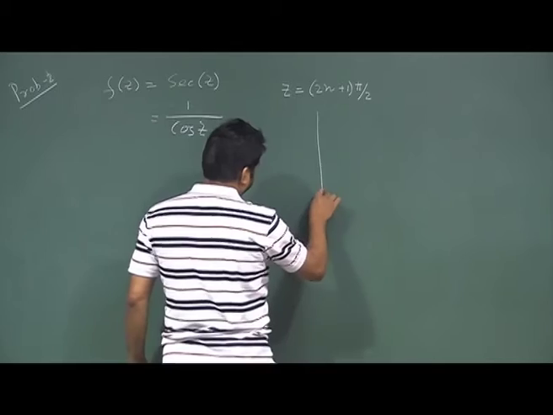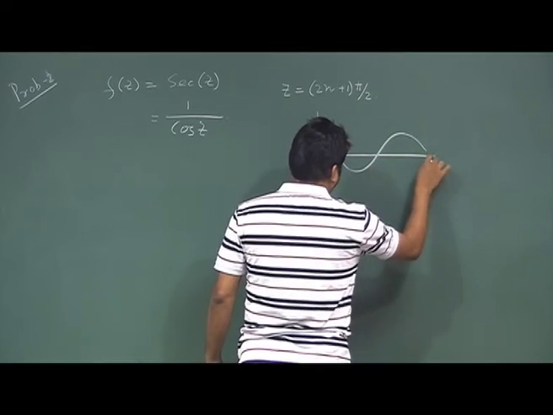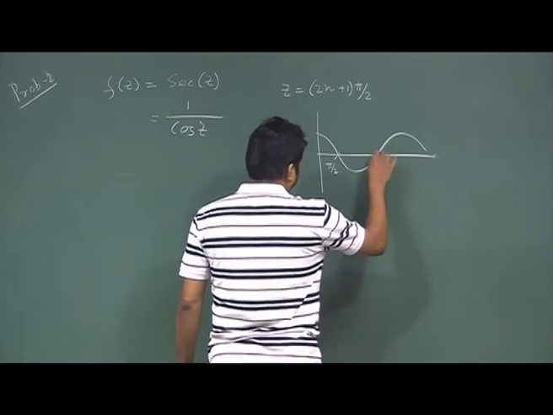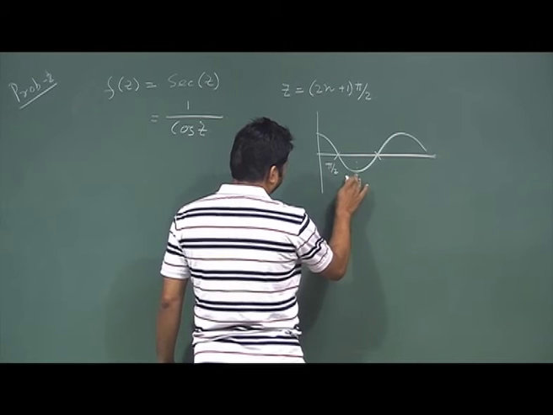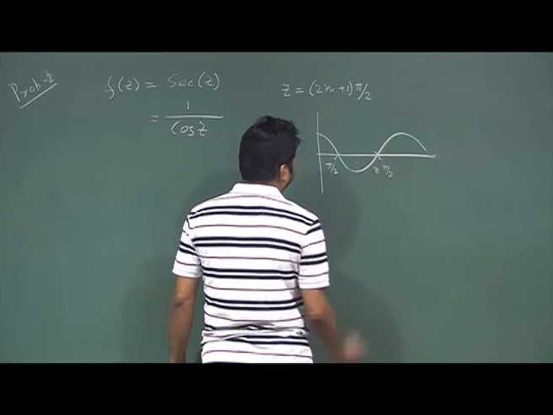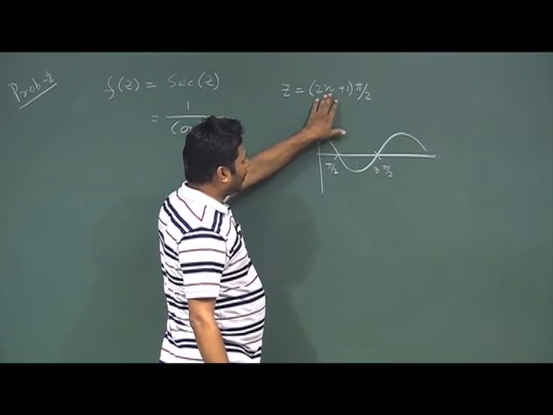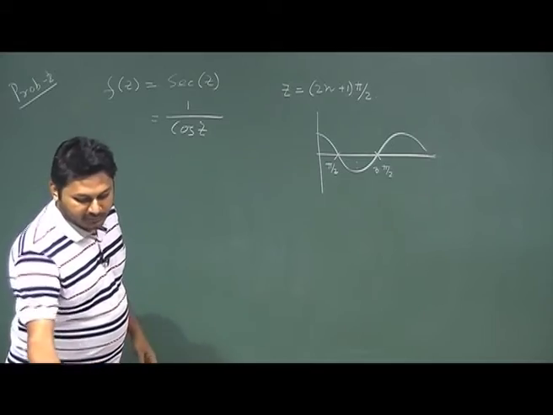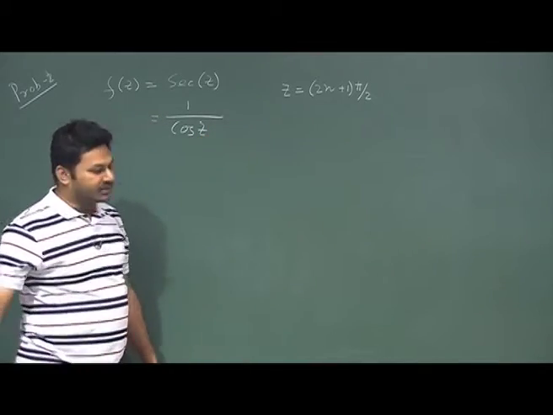If you remember the cos function, it will be something like this. So 0 here at pi by 2, then pi, and then again 0 at 3 times pi by 2 and so on. So that means every odd multiple of pi by 2 gives you a zero of cos. Normally I remember it in this way, I do not remember it in the general way. Anyway, this is just to show where the function diverges. So this is the point where the function should diverge.